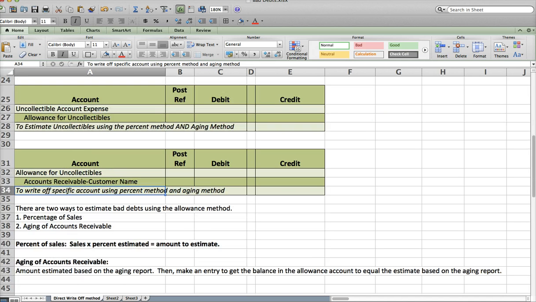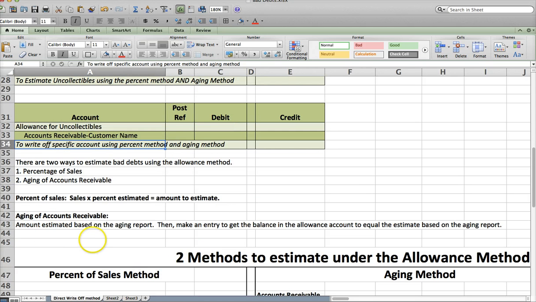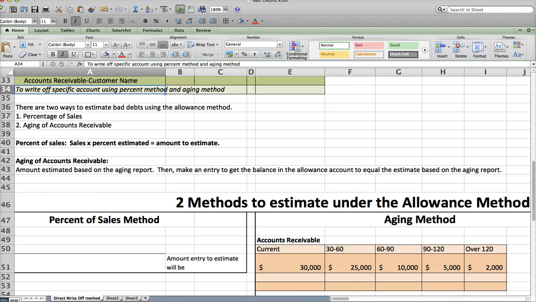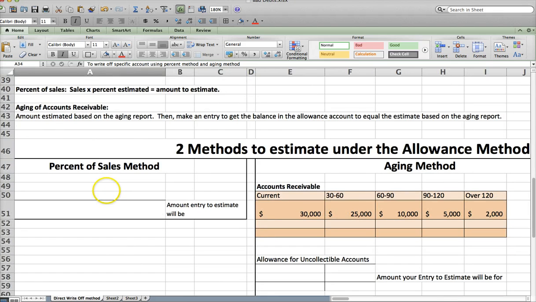Okay, now we have two methods that we're going to learn about to estimate our allowance. The first one is going to be called percentage of sales. The second one is going to be called aging of accounts receivable. If you do the percent of sales method, you will look at your total sales, actually it'll be your credit sales, just the sales that were made on credit, times the percent that they estimated, and that's going to be your amount to estimate. And then the other method is the aging of accounts receivable, and I'll show you that one in a moment.